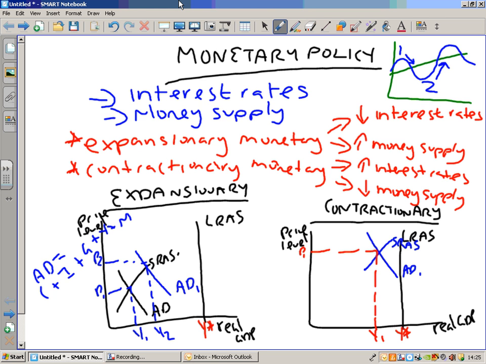So to avoid this problem, we look to lower aggregate demand down to AD2. We're trying to stop the economy from overheating. We know that AD is equal to C plus I plus G plus X minus M. If interest rates are increased, then it means that the cost of borrowing becomes more expensive. This in turn will mean that businesses and people are less likely to want to borrow money to invest in the economy, so investment falls.